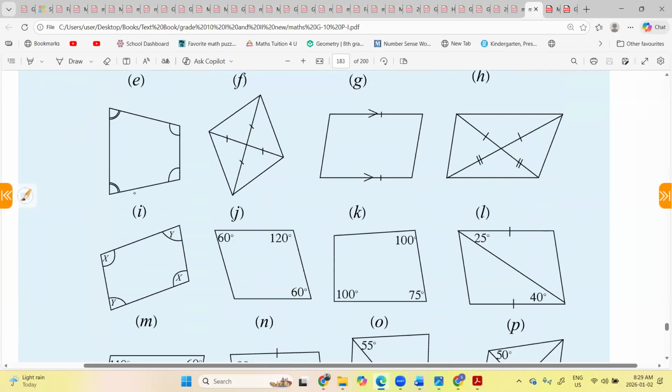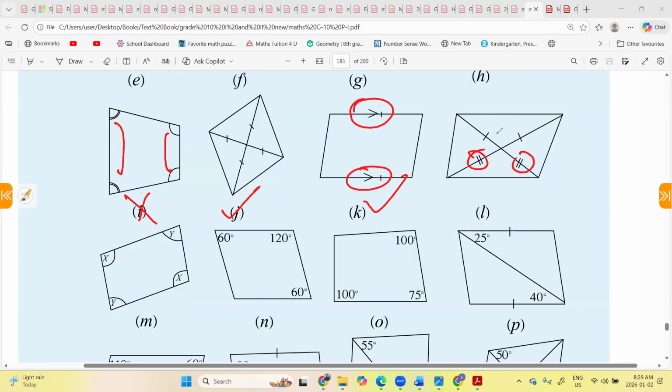Right, check. Here, students, two angles are equal, but opposite angles are not equal. That is not a parallelogram. Here the diagonals bisect each other. All sides are equal, but the diagonals bisect each other. That satisfies that condition. So parallelogram. Here the same pair of sides is equal and parallel. So parallelogram. Here the diagonals are not bisected. Here two sides are equal. So that is not a parallelogram.